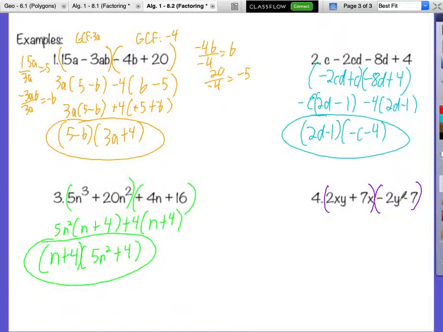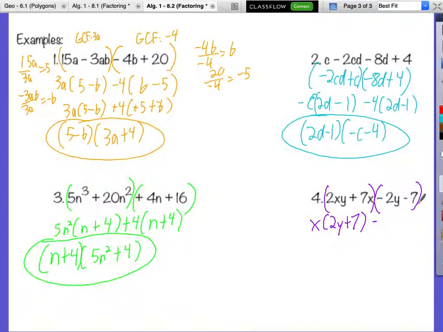So look at this 2xy and positive 7x. You might look at that and say, well, there's nothing in common, but they still have that x in common. So we'll be left with 2y plus 7 once we divide 2xy by x and 7x by x. In the second parenthesis, we say, okay, well, we don't want this first one in this parenthesis to be negative. So we need to factor out a negative.